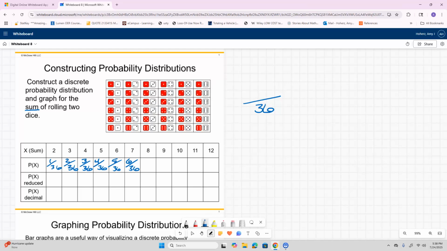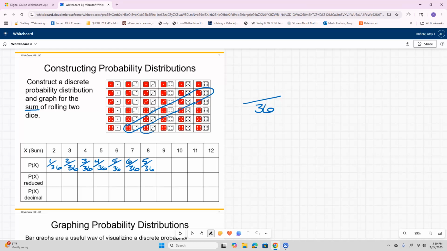So let's look at 8. Well, when we go to 8, we're going to start with 6 and 2, and then we're going to go to 5 and 3, 4 and 4, 5 and 3, and 2 and 6. And that goes down because now we're past the longest diagonal. The longest diagonal was across this way. That was the longest diagonal. Now we're going to a shorter diagonal, so it actually goes back down to 5 out of 36.